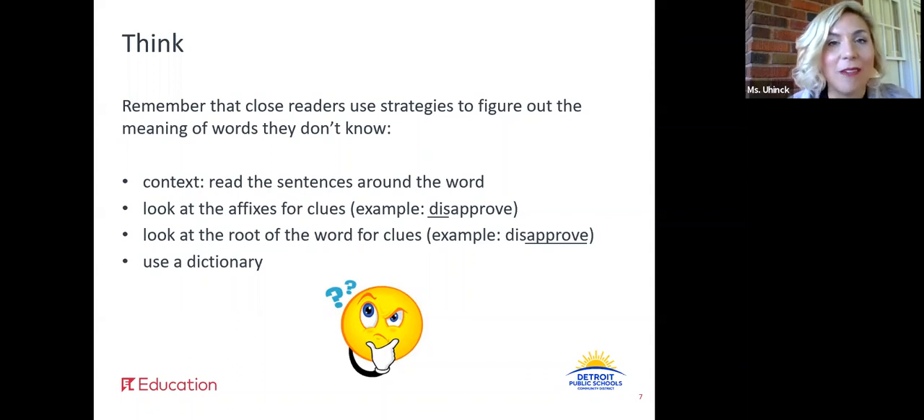And once again, you can always use a dictionary to help you. But I'm really going to encourage you to use the dictionary as a last resort, because I first want you to really develop those skills and strategies for finding these unfamiliar words and phrases.